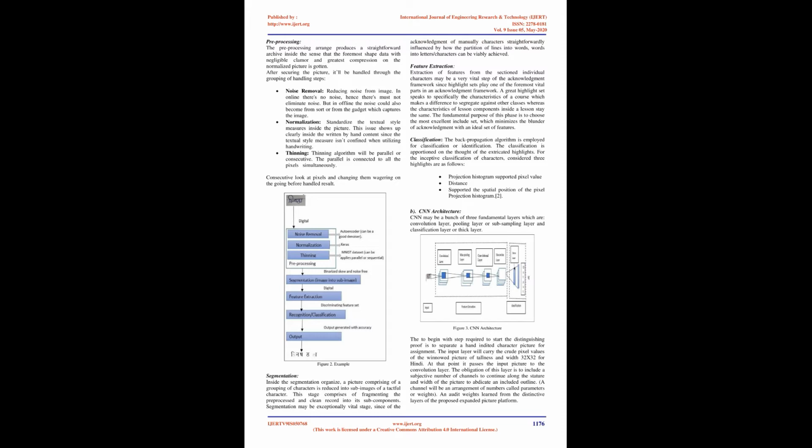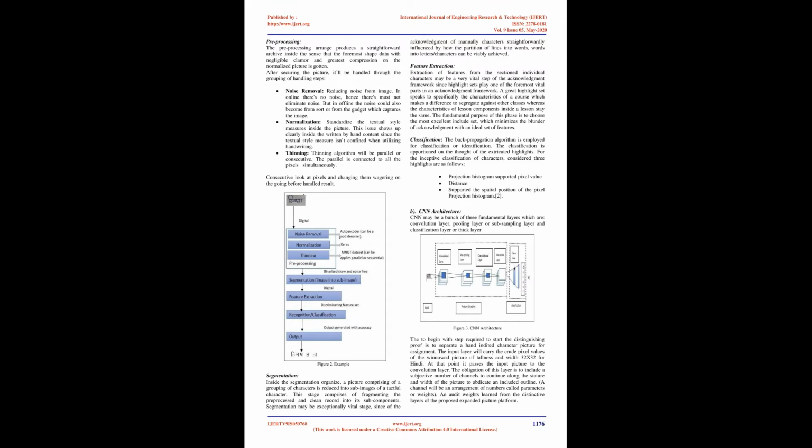Feature extraction. Extraction of features from the segmented individual characters is a very important step of the recognition framework, since feature sets play one of the most important roles in a recognition system. A good feature set represents specifically the characteristics of a class, which helps to distinguish it from other classes, while the characteristics of class elements within a class remain the same. The fundamental purpose of this phase is to choose the best feature set, which minimizes the error of recognition with an ideal set of features.